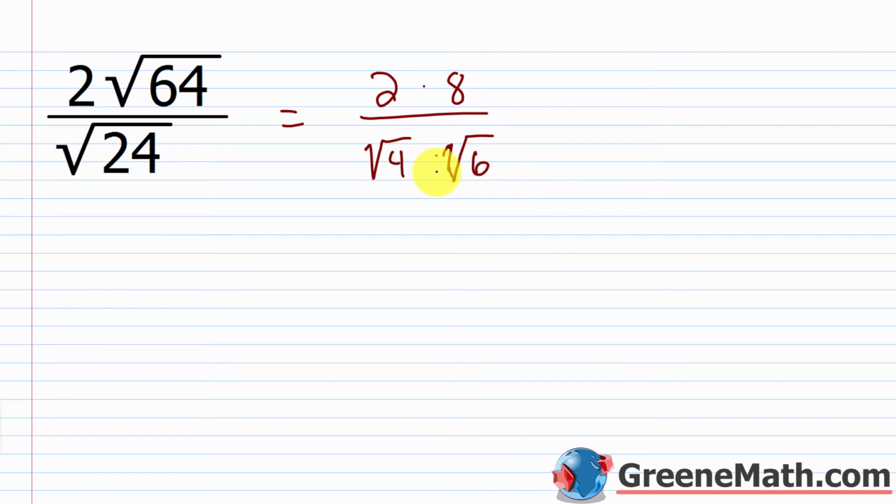Now the square root of 4 is 2. So without even doing that, I know I can cancel this with this. Square root of 4 and 2 are the same. So that's gone. So really what I have here is 8 over the square root of 6.